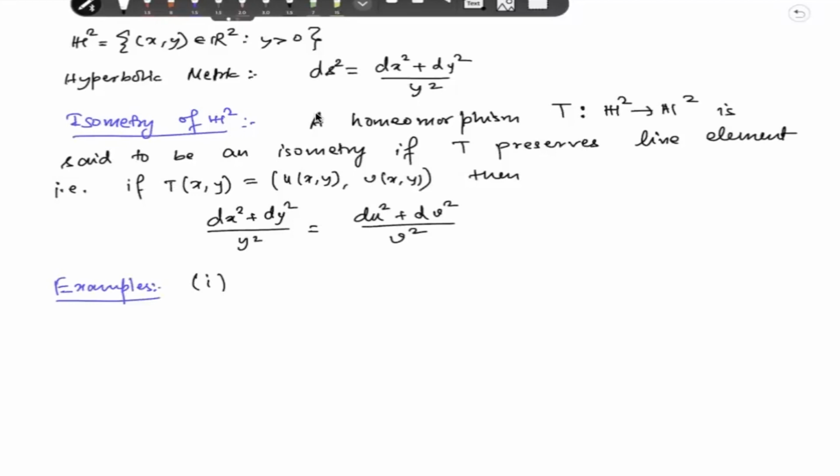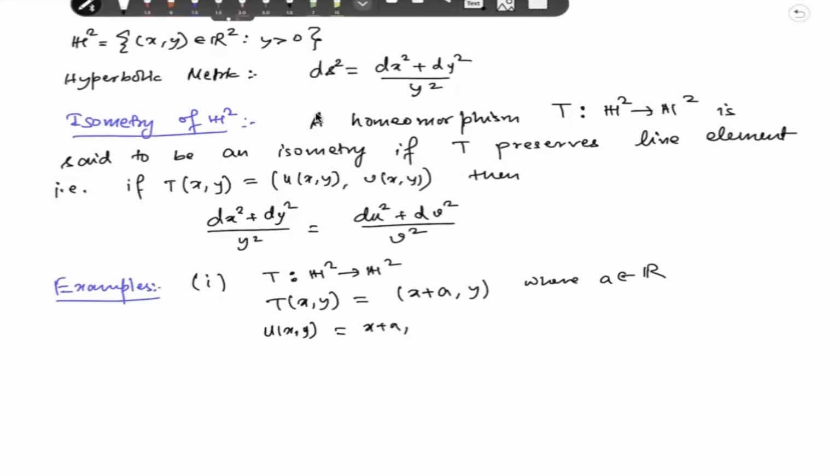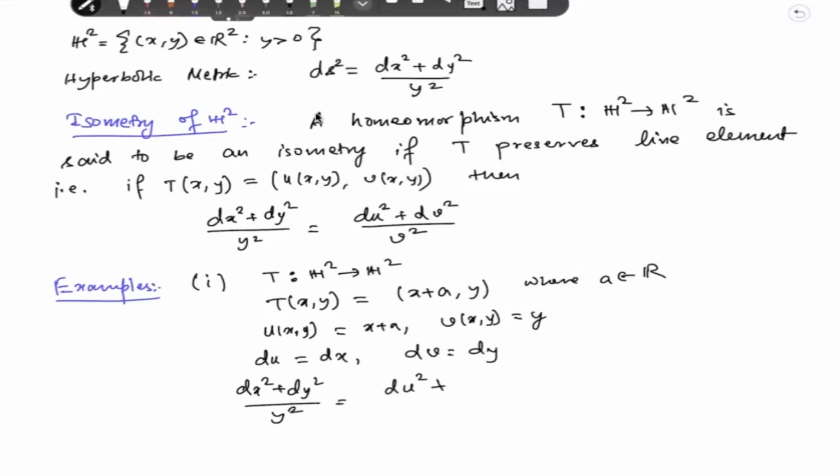So the first example: let me write down this map, T from H2 to H2, T(x, y) equal to (x plus a, y), where a belongs to R. Then u is nothing but x plus a, and v is equal to y. So du is equal to dx, and dv is equal to dy. Therefore, the square of this line element is preserved. So T preserves the hyperbolic metric. This implies that T is an isometry.